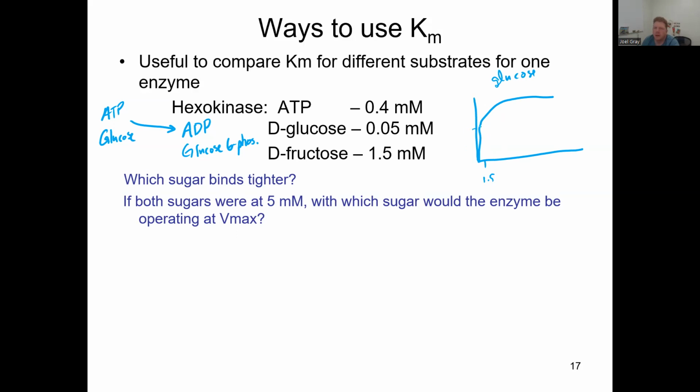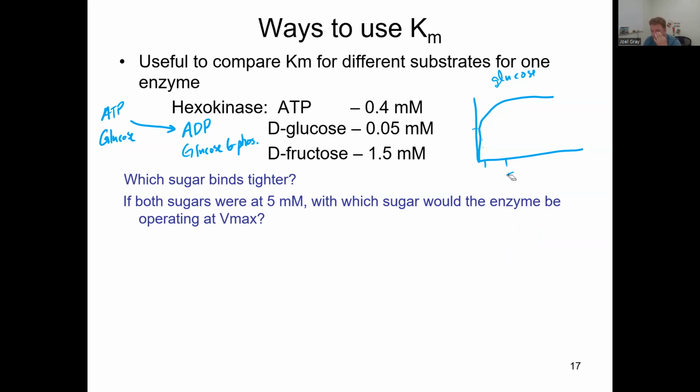And here's your half Vmax. 5 millimolars over here. And then your other one looks like this. And we've got 0.05 and 1.5. Here's 5 millimolar. Really, it's going to be operating very close to Vmax with both of them, because the concentration of the sugar, or the concentration of each sugar, is greater than the Km that this enzyme has for both of these sugars.